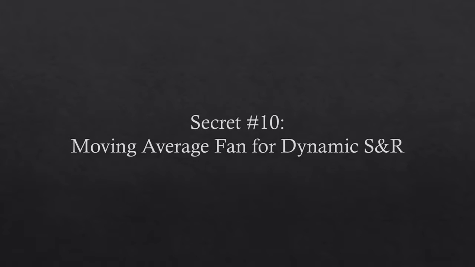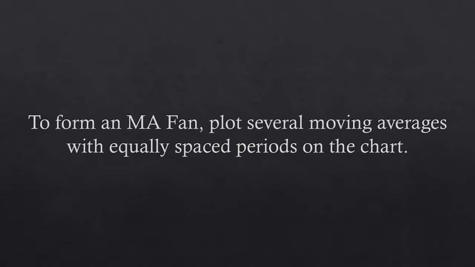Secret number 10. Moving average fan for dynamic support and resistance. Beyond tweaking the source of calculation of moving averages to find dynamic supply and demand zones, we can also play with different moving average periods to create what's called a moving average fan. This simply consists in plotting several MAs with equally spaced periods on the chart. This highlights another property of moving averages working collectively.